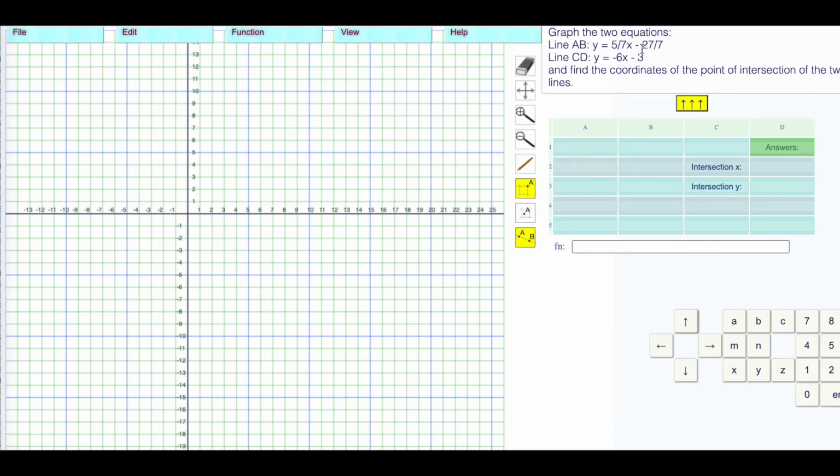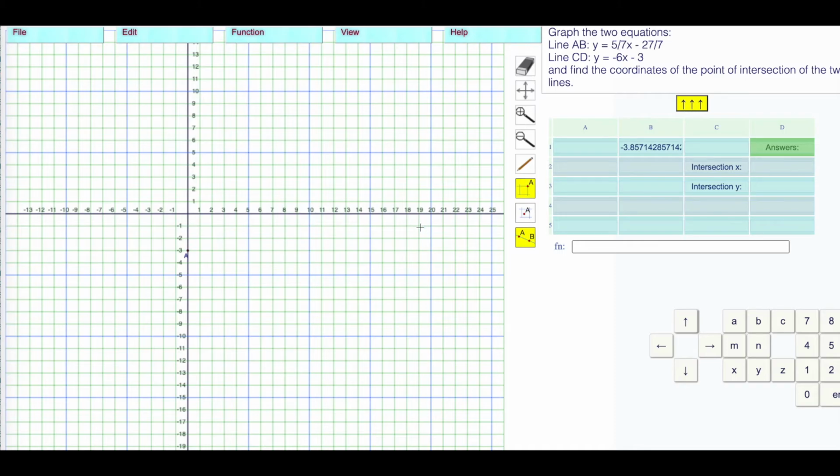This one, let's do it with the killing the fraction method. I'm interested in the b's. I don't really need to know the a's so much. B is negative 27 over 7. This b is negative 3.85. There's my negative 3.